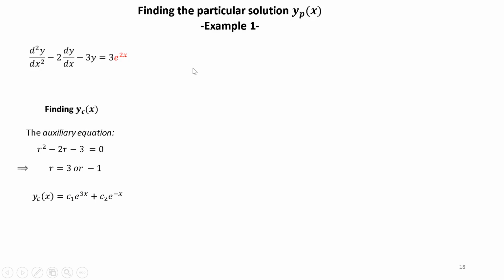The second step is to find the particular solution. Because g(x) is 3 times e to the 2x, the form of the particular solution I'm going to try is also some constant times this exponential function.